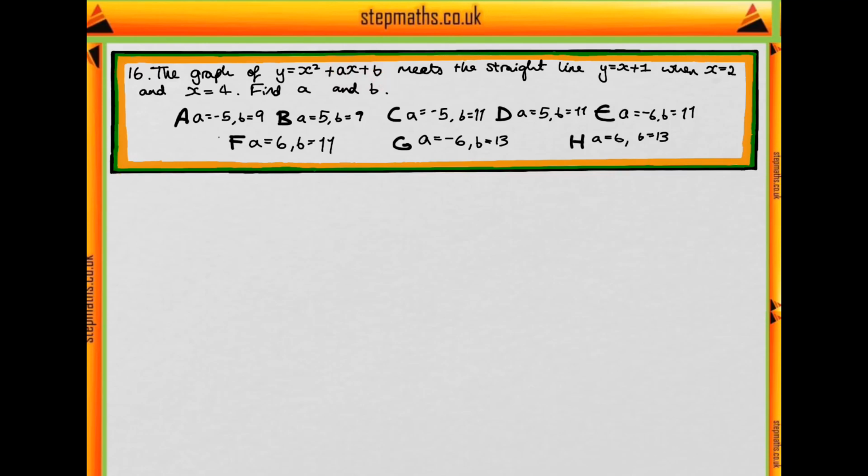So to do this, we're going to consider what happens when we plug x is 2 and x is 4 into the equation. And we know that at that point the lines meet. And so we can set these two things equal to each other when we sub in x is 2, x is 4, and then we should hopefully be able to solve for a and b simultaneously. So why don't you pause the video and have a go at doing this now.